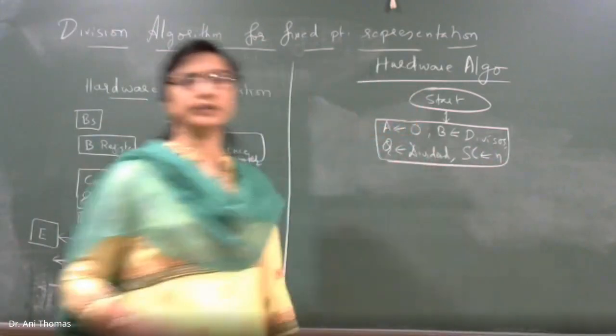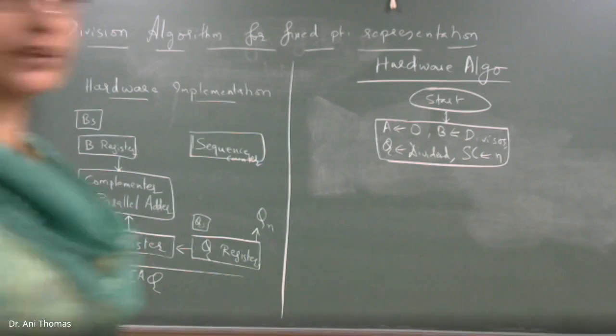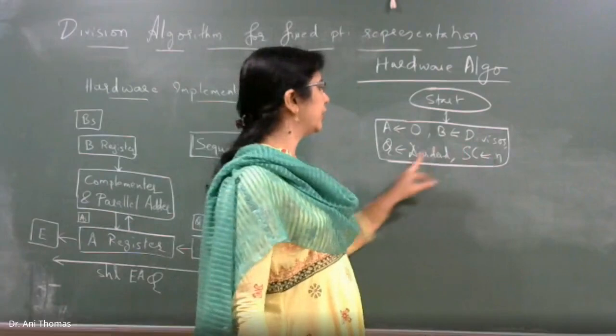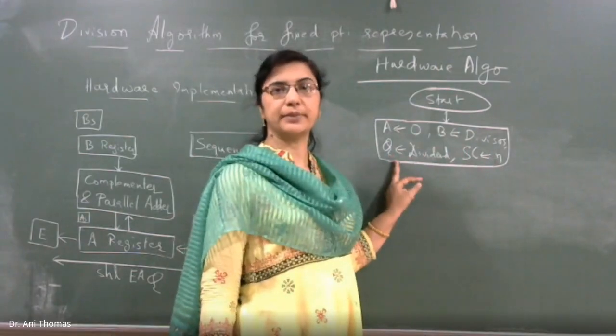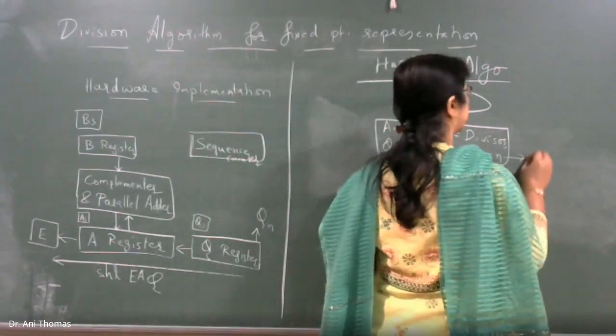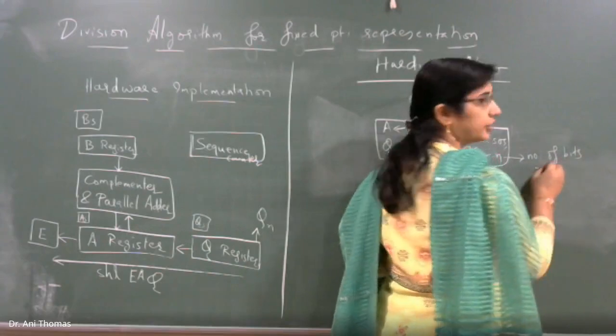And what is N? The sequence counter is initialized to N, and N is nothing but the number of bits of the Q register. We say N is the number of bits of the Q register.